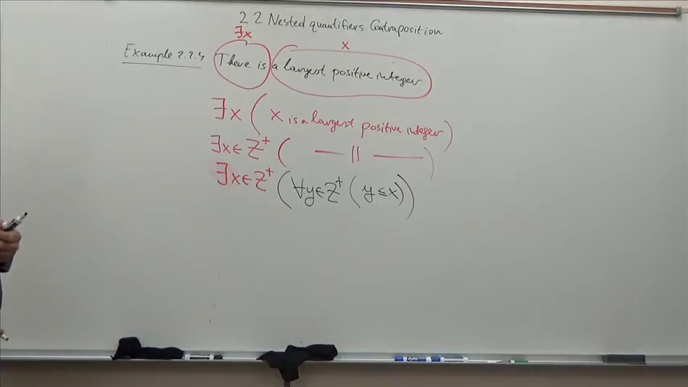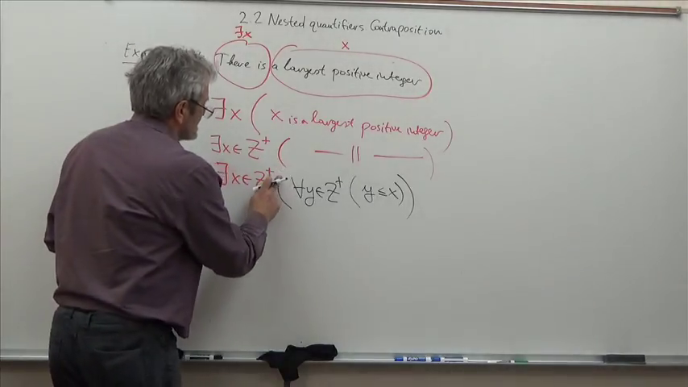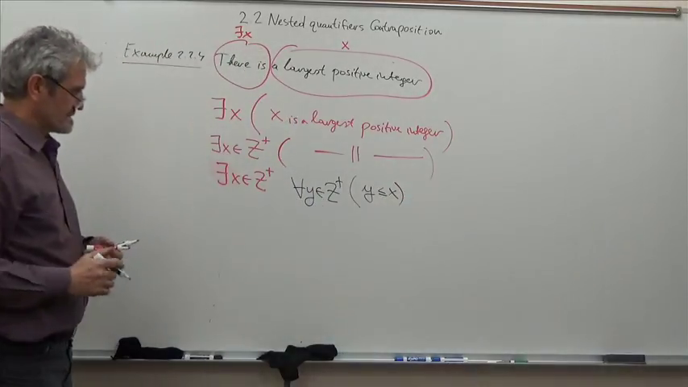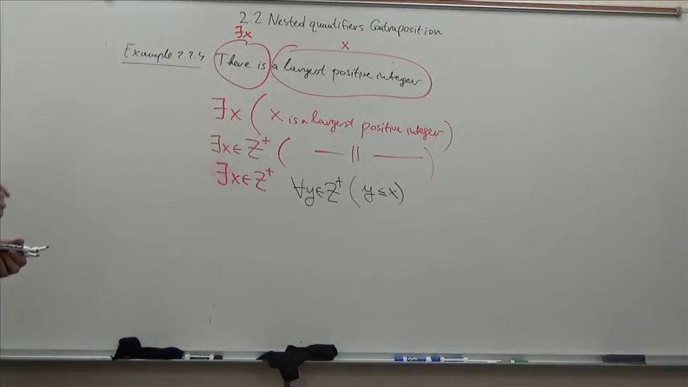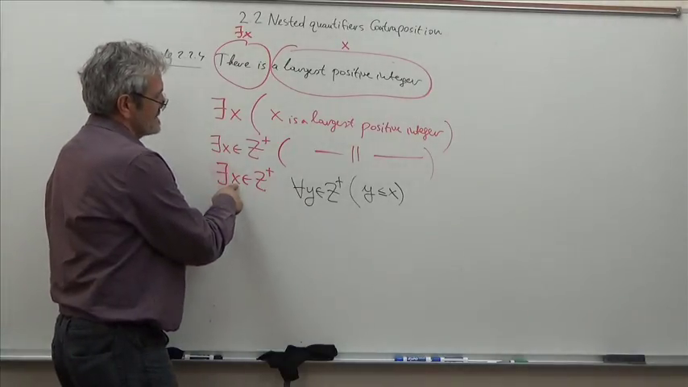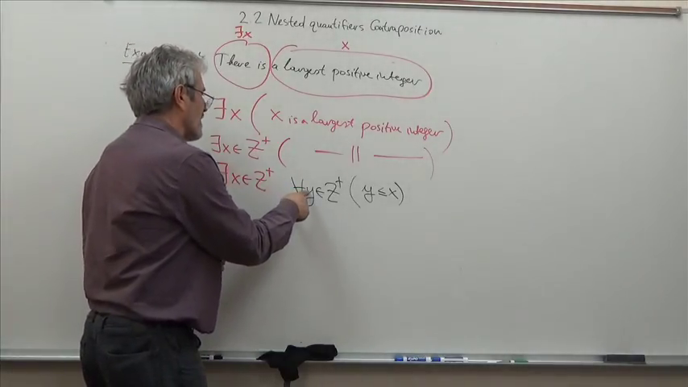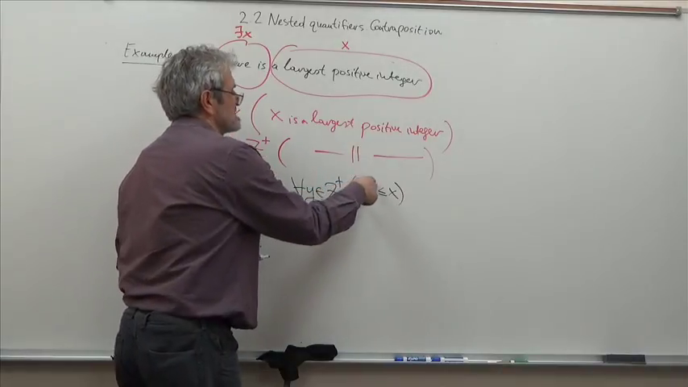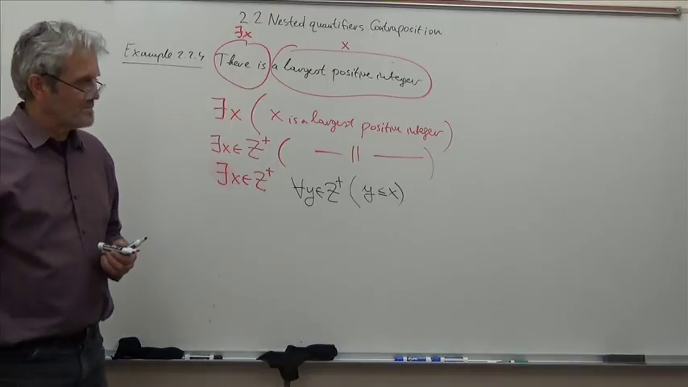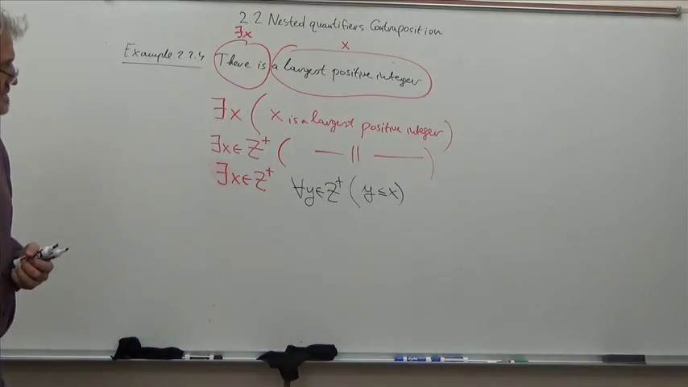Here it is. And then, of course, these parentheses are not necessary very often. We just assume the order, so you don't need to protect it with parentheses. So we say there exists a positive integer such that every other positive integer is dominated by our integer x, and that's exactly what it means to be the largest positive integer.